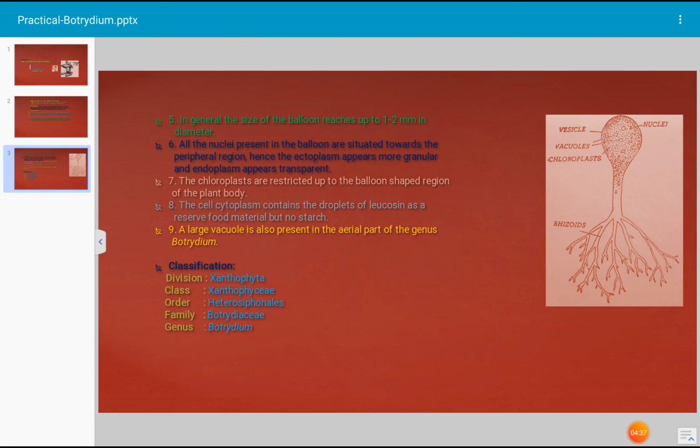This is all about the practical of Botrydium. You just have to prepare a slide, observe it under a microscope, and write all the details.